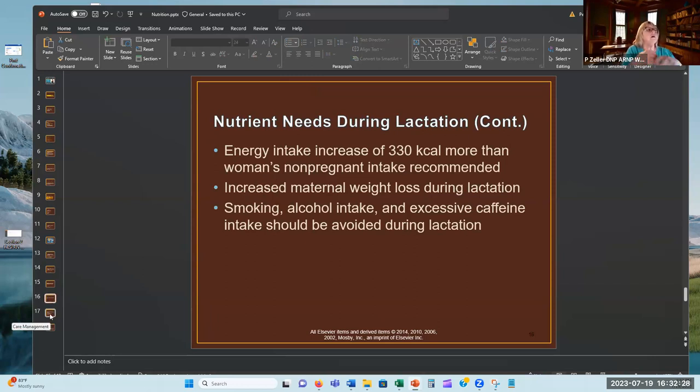So avoiding smoking and nicotine use. A patch is just as bad as smoking, as far as the baby's concerned. Alcohol: abstain from alcohol completely. We don't know how much alcohol will damage a fetus, but we recommend that all women abstain during pregnancy. Excess caffeine: no more than 200 milligrams, so that's about 2 cups of coffee a day. Keep in mind, there's caffeine in chocolate and what else? Carbonated beverages, all those things.